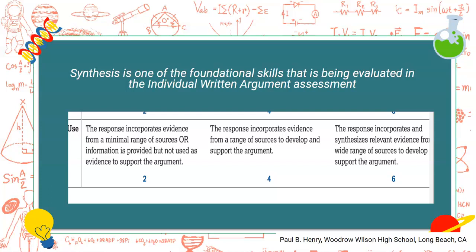into their own argument. When we look at a medium score, the response incorporates evidence from a range of sources to develop and support the argument. So here's where we'll see an attempt to take evidence from sources and use it to develop and support the argument, but it doesn't quite get to the high score. The skill is present, but it's not being done at a high level. So let's look at a high scoring response.